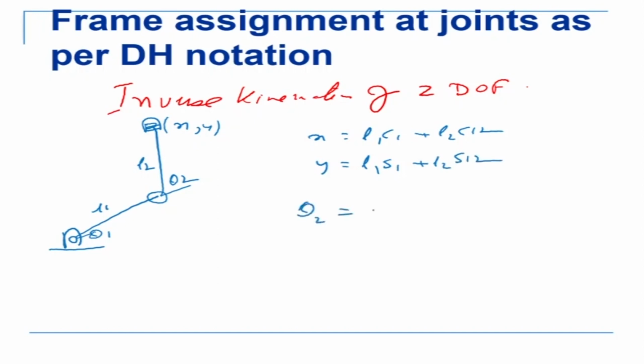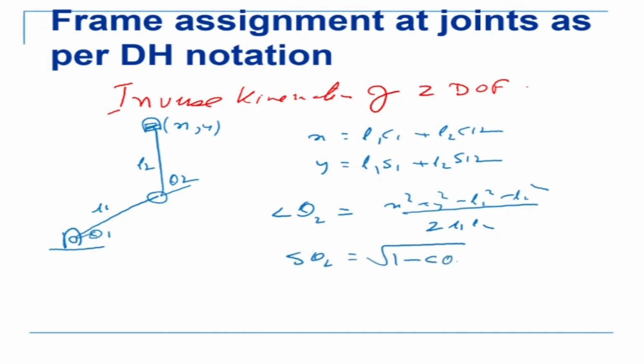cos θ2 is equal to x squared plus y squared minus L1 squared minus L2 squared, divided by twice L1 L2. Then I can find sin θ2 by taking the square root of 1 minus cos squared θ2, and then I can use the atan2 function. So θ2 is equal to atan2(sin θ2, cos θ2). Then I can find θ1. Okay, so this has been done.